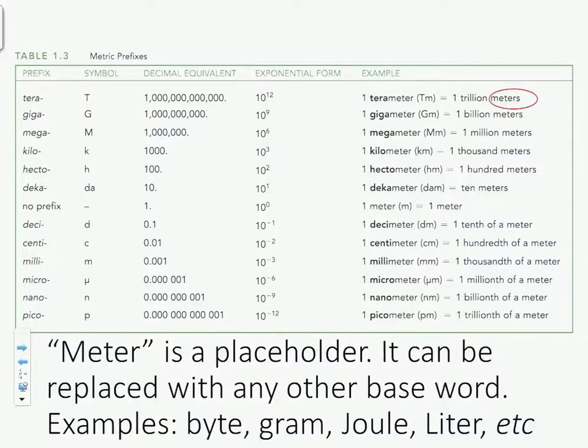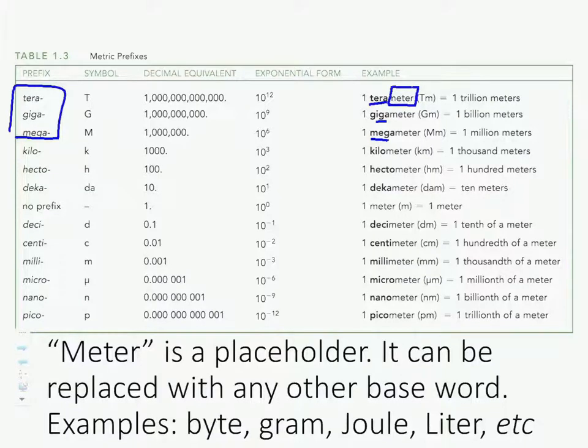Then we have in our example, where the top one says 1 terameter equals 1 trillion meters. That tera is our prefix, the same way as giga, mega, all of those things. Those are all your prefixes. The meter is simply a placeholder. Meter can be replaced with any other base word. So you can have byte, like kilobyte or gigabyte, or even now we're doing terabyte gigs. Those are the fun ones to own.